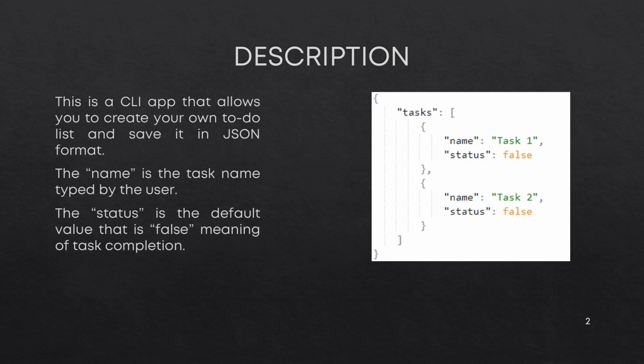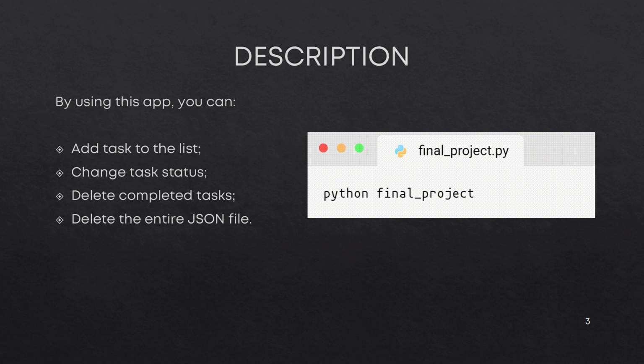This is a CLI app that allows you to create your own to-do list and save it in JSON format, as you can see in the picture. The name is a task name typed by the user, and the status is a default value that is false, meaning of task completion. By using this app, you can add tasks to the list, change task status, delete completed tasks, and delete the entire JSON file.